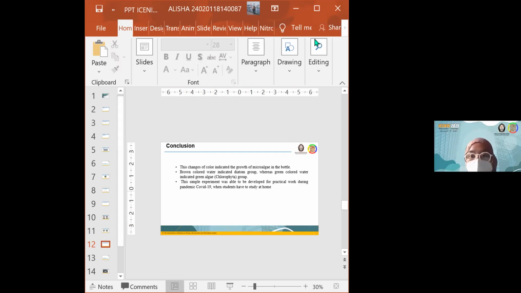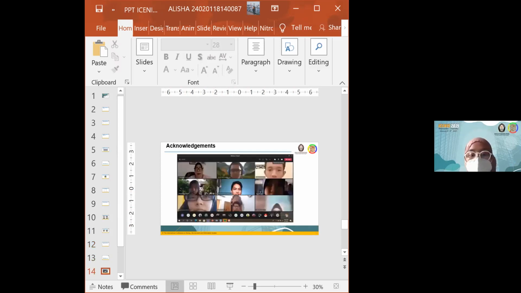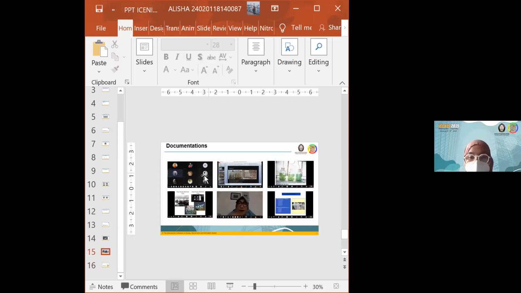And I would like to express my deep gratitude to Professor Triakataningsih Sopabawati for the patient guidance, enthusiastic encouragement, and useful critique of this research work, and also the students for their help in collecting the data. And here are some documentations from the practical work that we have done for this research.